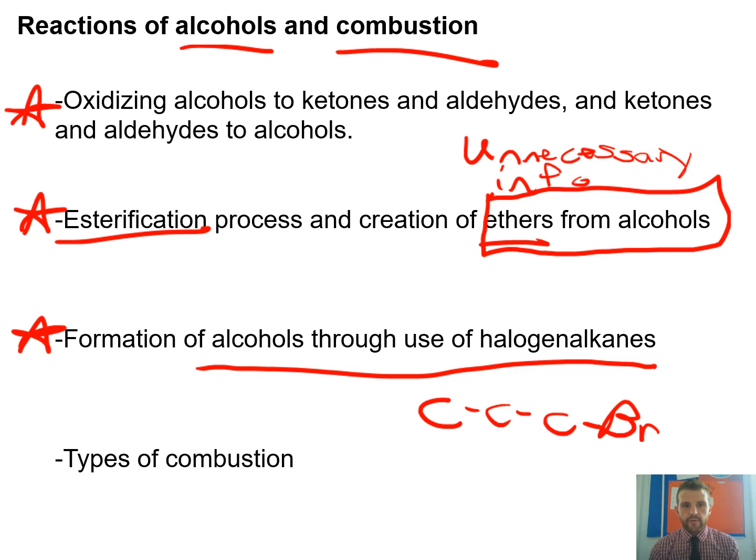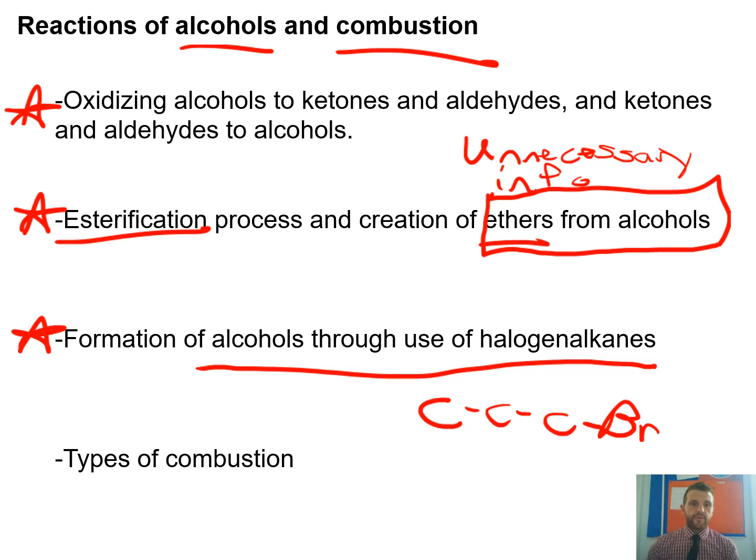We're going to talk about these three ways of dealing with alcohols and turning them either into ketones and aldehydes or taking ketones and aldehydes and turning them into alcohols. We're going to talk about the esterification process and how we can also create ethers from alcohols. This ethers from alcohols part is unnecessary information. I'm not going to spell this word right. Unnecessary info. But it's good for you to be able to see it and kind of think about it in the same way because it's very similar to esterification.